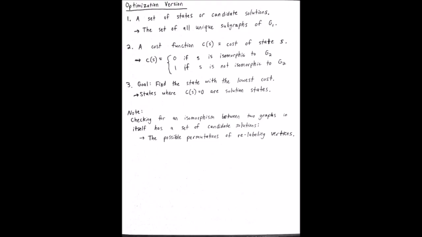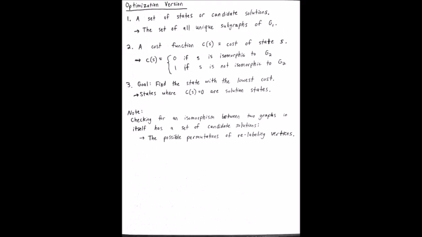Because the subgraph isomorphism problem is a combinatorial optimization problem, we can describe it both as an optimization version and as a decision version. For the optimization version we have three conditions: a set of states or candidate solutions, a cost function, and the goal is to find the state with the lowest cost.